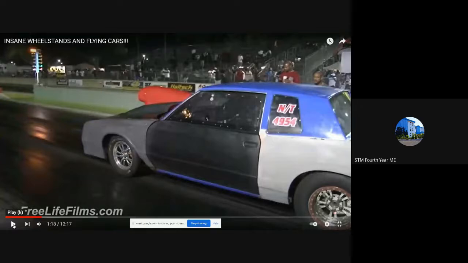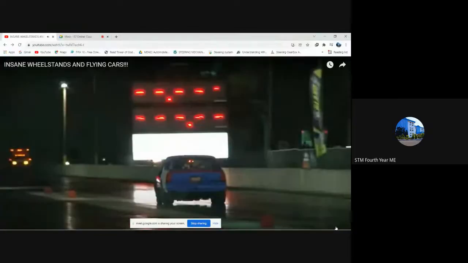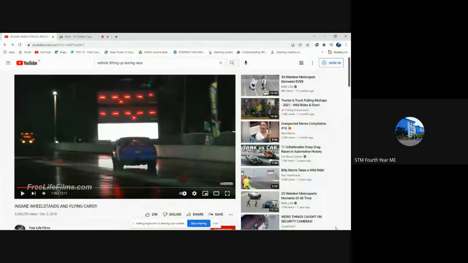Okay, this is a drag race, and you will notice the vehicle moving upwards. This is partially due to lift and also created by the driver itself, but this is how the lift happens. If you view the video, this is an example of a lift. That is how a lift happens, but that is intentionally done by the driver itself. But a lift happens in such a way.